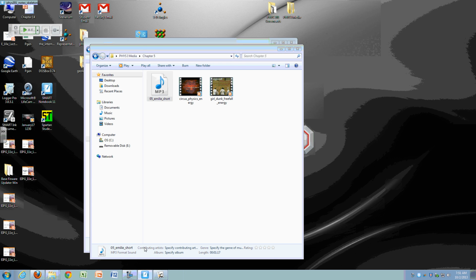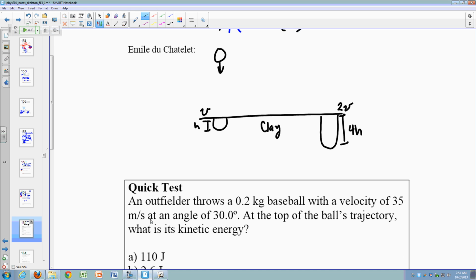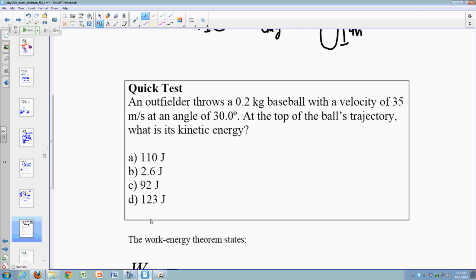All right, so anyway, she was fairly important in the development of the idea of kinetic energy and what kinetic energy is. Let's try this other quick test. Remember, kinetic energy is 1/2 mv squared. I want to find the kinetic energy of a ball. Here I have a person throwing a ball at a certain angle. I want to know at the top of the ball's trajectory, what is its kinetic energy?